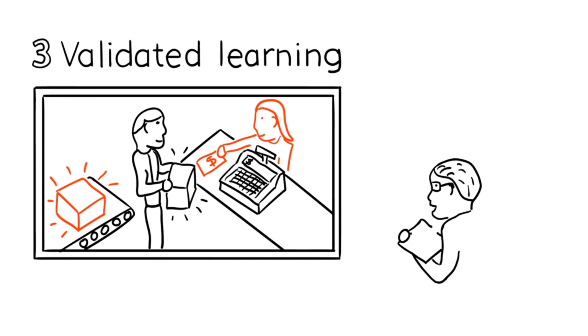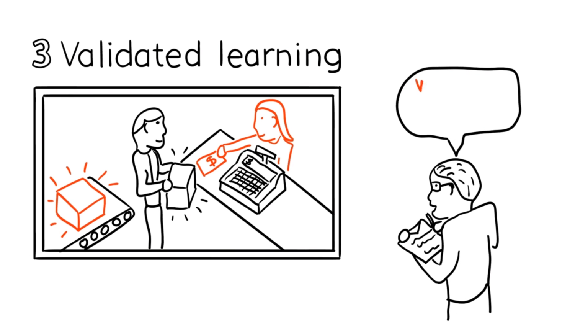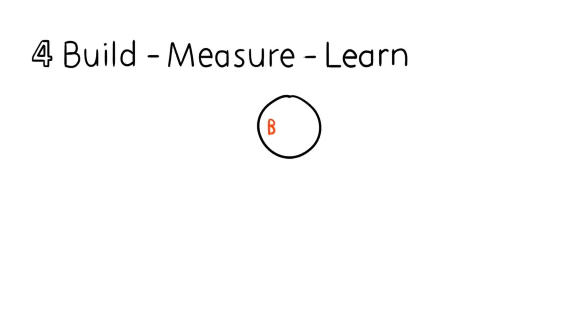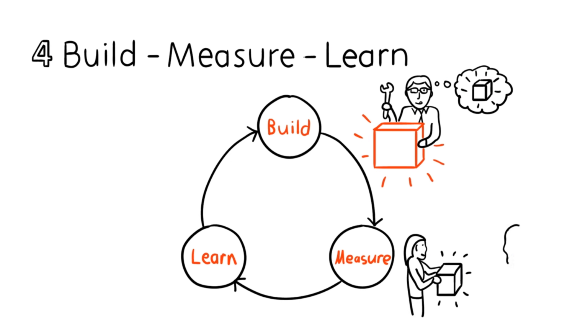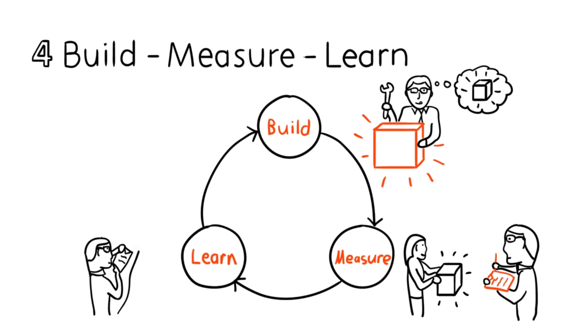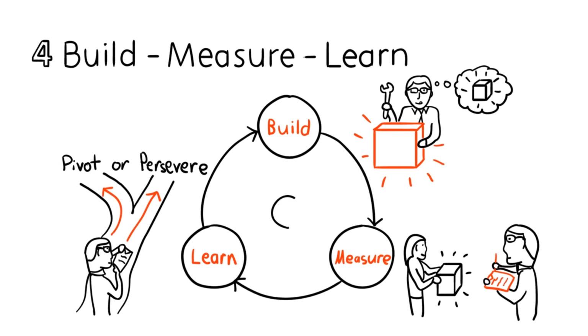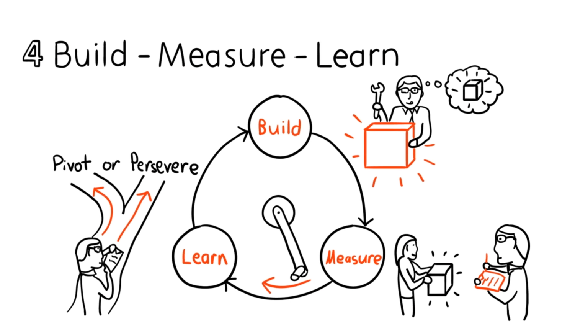This learning can be validated scientifically by running frequent experiments that allow entrepreneurs to test each element of their vision. We do this by running through the build, measure, learn feedback loop. The fundamental activity of a startup is to turn ideas into products, measure how customers respond, and then learn whether to pivot or persevere. All successful startup processes should be geared to accelerate that feedback loop.